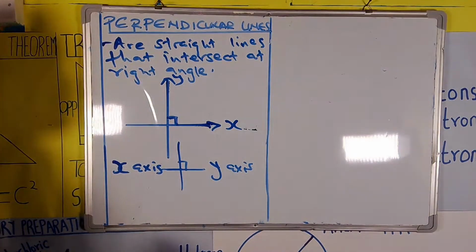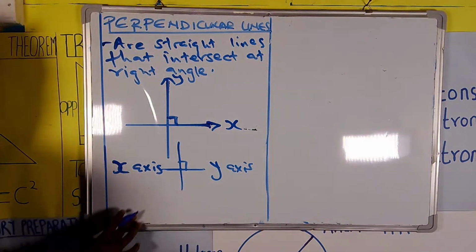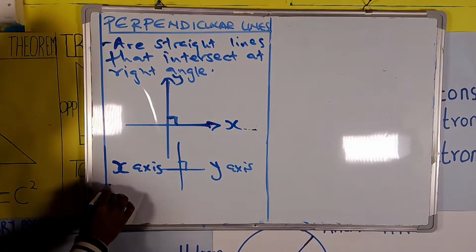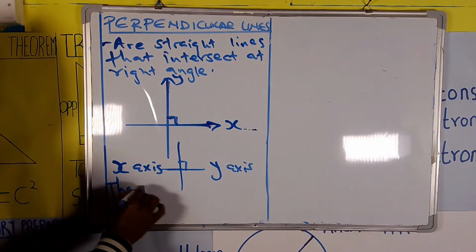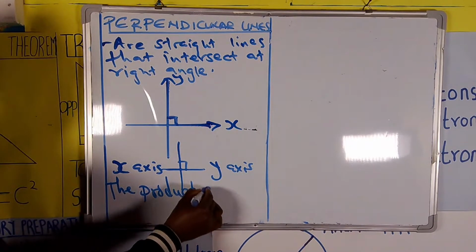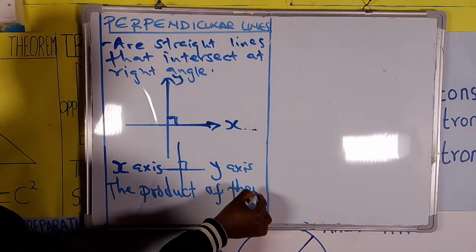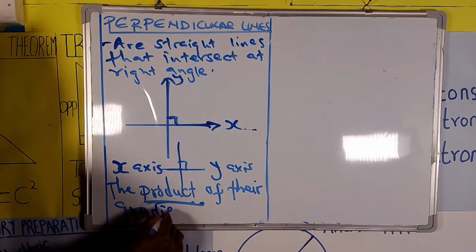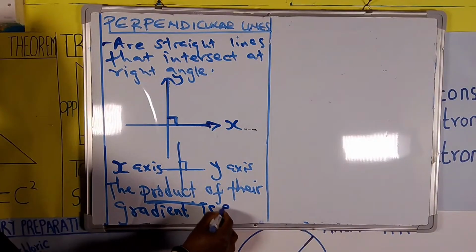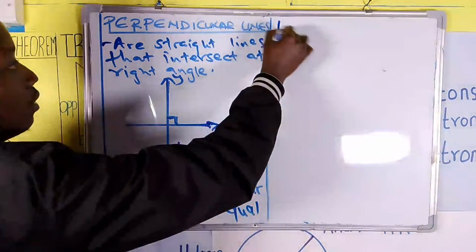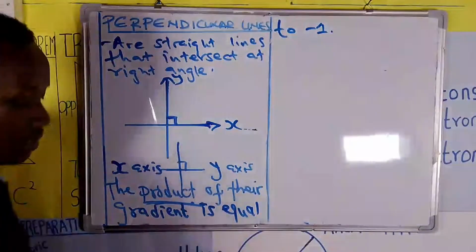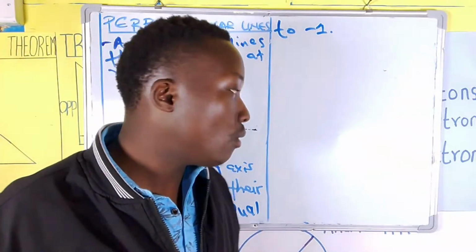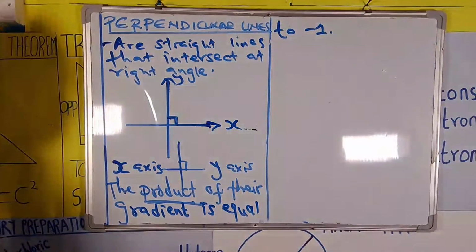So what do we need to understand about perpendicular lines? The key point is that the product of their gradients, underline the word product, is equal to -1. The product of their gradients is equal to -1.